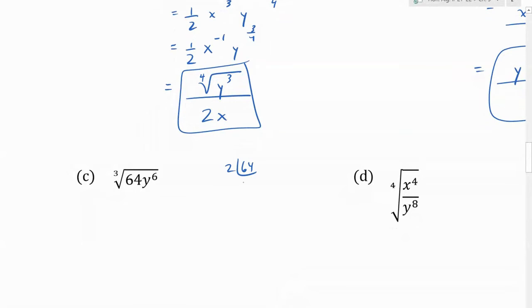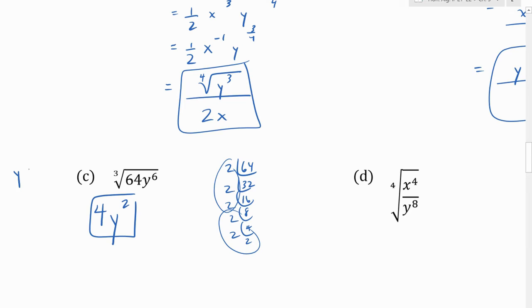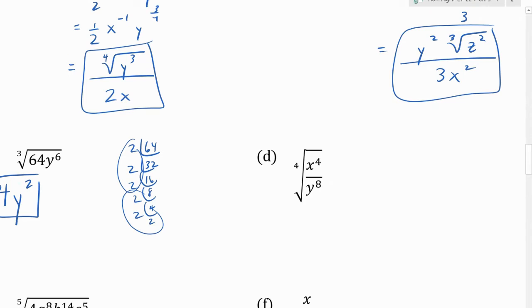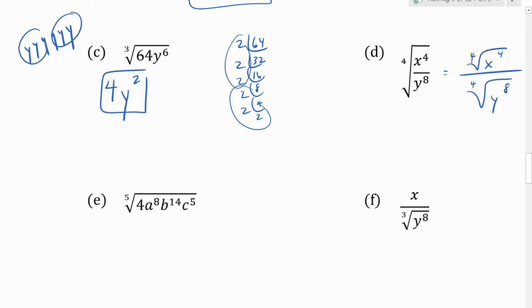64. Oh gosh, what did I really just do that? I know that 4 cubed is 64. Yeah, that's 4. The cube root of y to the 6th, that's y squared. And you want to think of it this way: 3 and 3, nothing left over. Okay, this means the principal 4th root of x to the 4th over the principal 4th root of y to the 8th. So that's just x over y squared.